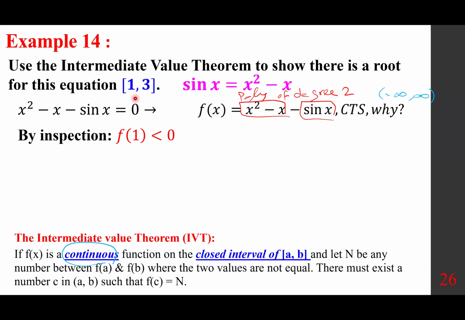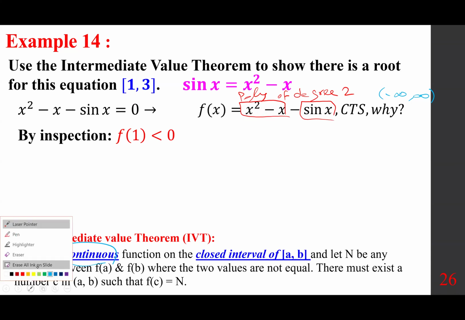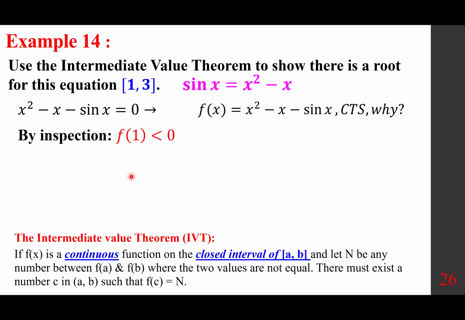less than 0. Here's the reason. Let me erase this so you can see that. 1 squared minus 1 minus sine 1. Now, as you can see, these two cancel each other. They are both 1. Now, sine 1 is 1 radian. It's about 57 degrees, which is positive. Negative makes it negative, and that's less than 0. Okay, everybody?